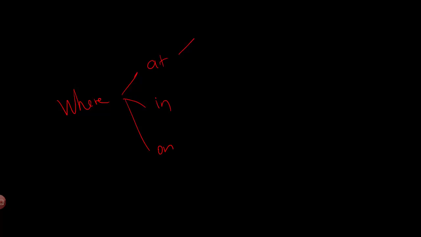All right, so today we learned where, right? And to answer where we use at, in, and on. At what? At home, at school, at public places, and at specific address. In what? In small, closed spaces. In big open spaces. On what? On surfaces, on streets, on TV, on the internet, on the radio.